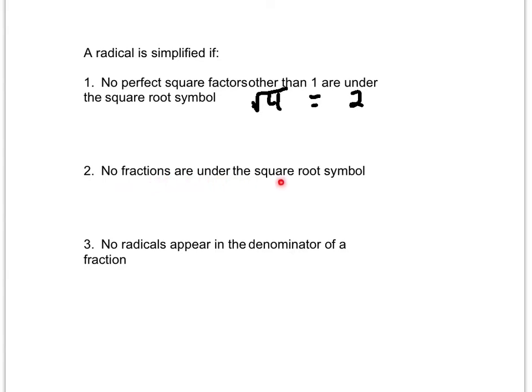Number 2, there are no fractions under the square root symbol. So for example, the square root of 16 over 25. I cannot have that. We can't have fractions underneath the square root symbol. So we'll learn about this in the next lesson, but what I would do is break it apart and make it the square root of 16 over the square root of 25. So it would be 4 over 5. And now it would be simplified.